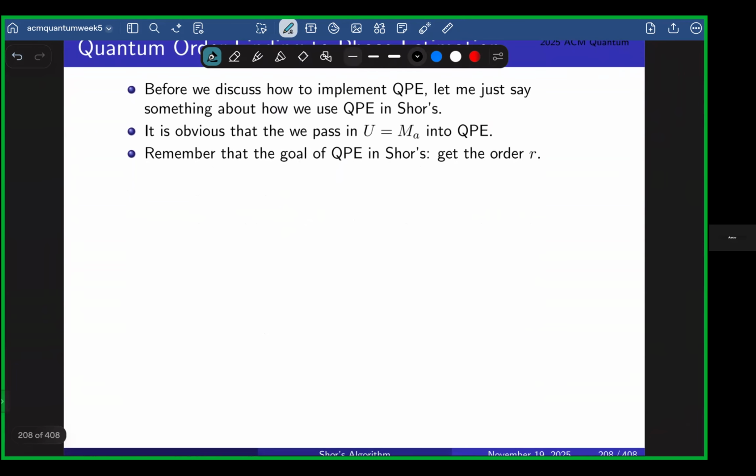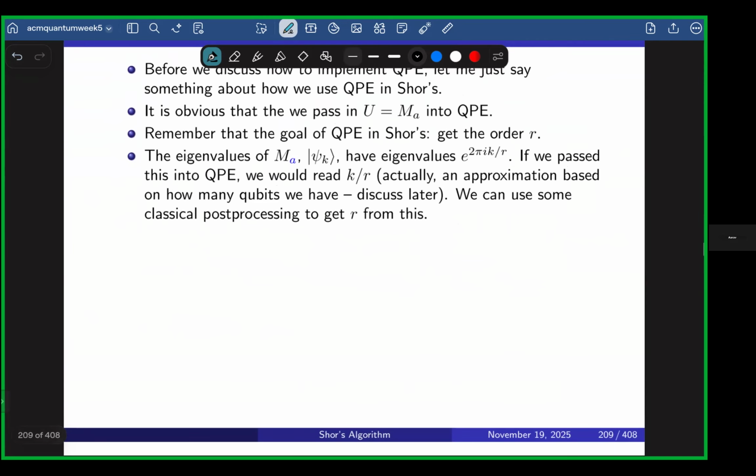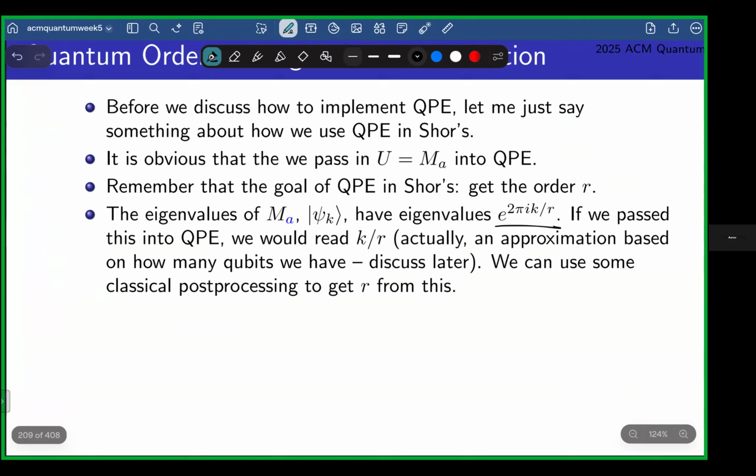Remember, the goal of quantum phase estimation is to somehow get the order R. Shor somehow made that connection. So the eigenvalues of MA, as we just determined, are this, right? If we pass this into quantum phase estimation, remember the form of the eigenvalue is e to the 2 pi i theta k. But the eigenvalue of MA is e to the 2 pi i k over R. So when we output theta k for quantum phase estimation, we're actually going to output k over R. What's R? R is the order, right? So the order is there somewhere when we do quantum phase estimation.